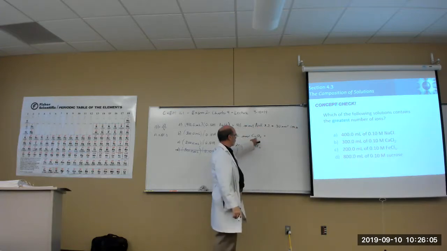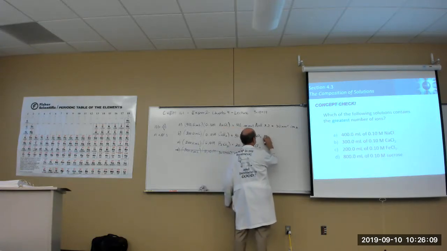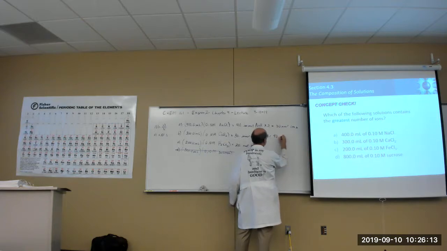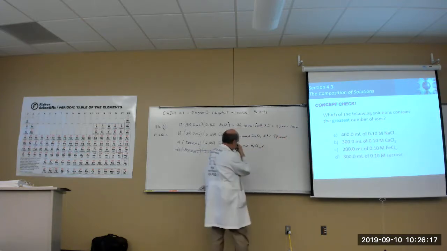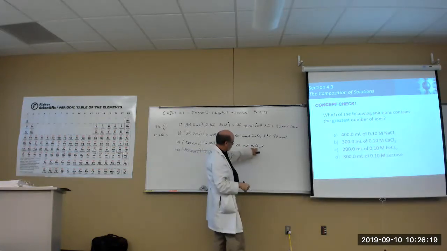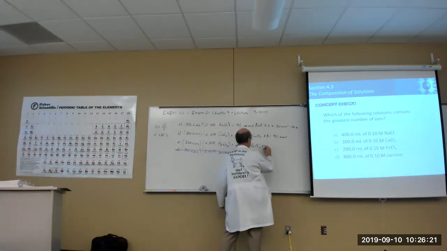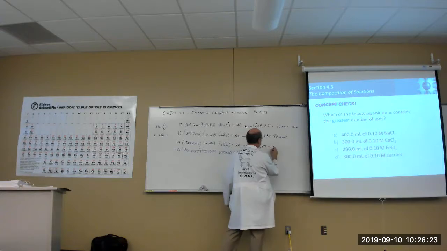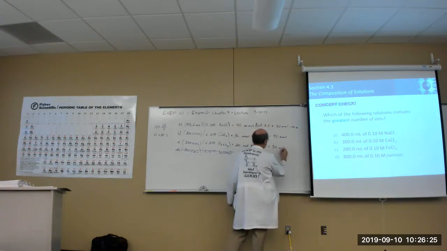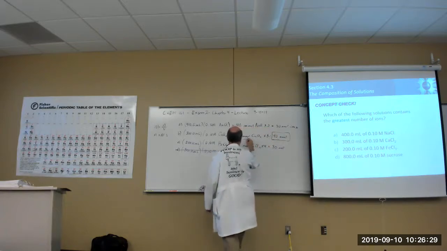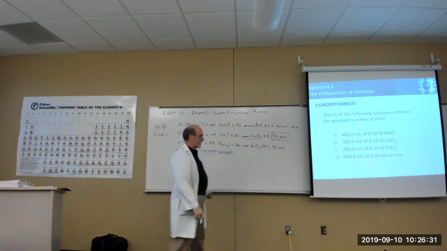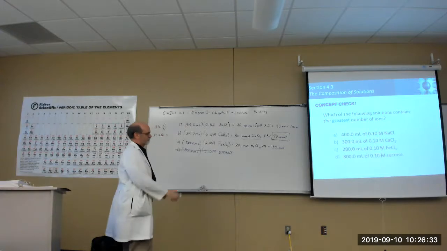This one has 1, 2, 3. So 3 times that would be 90 millimoles. And this one would be times what? 1, 2, 3, 4. 4 times 20 is 80. So this one produces the most ions out of all of those.